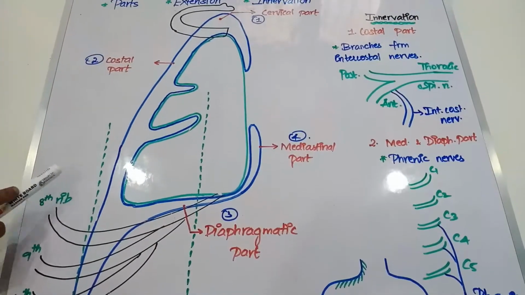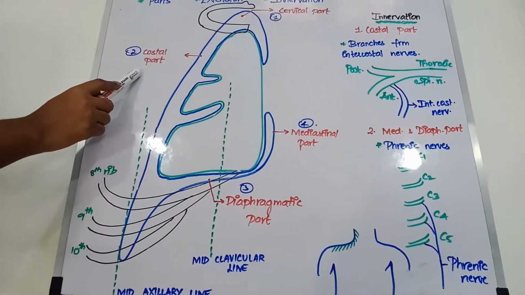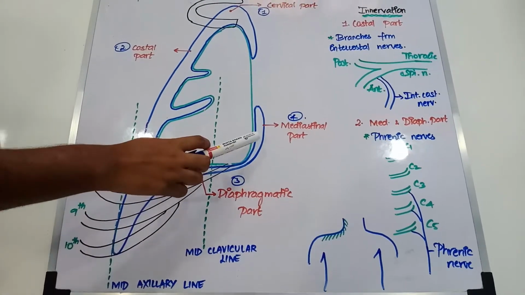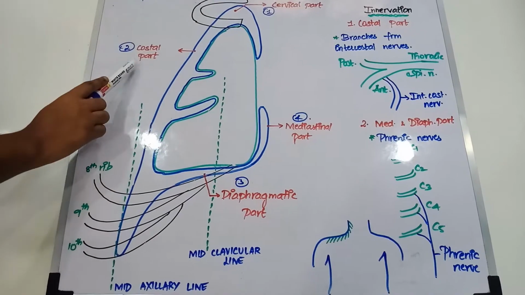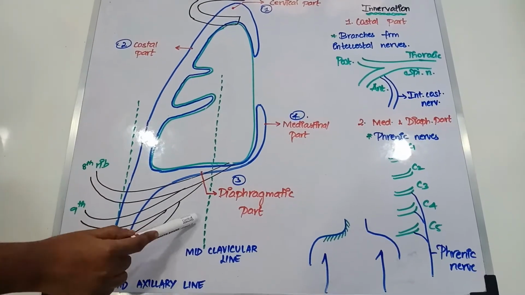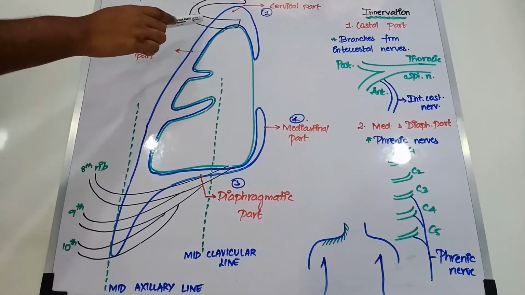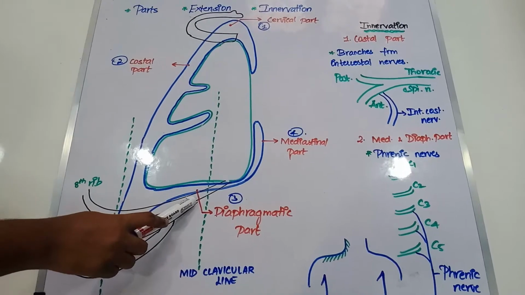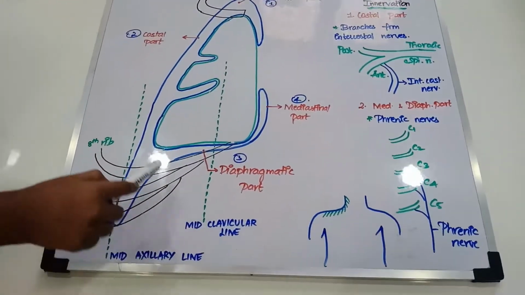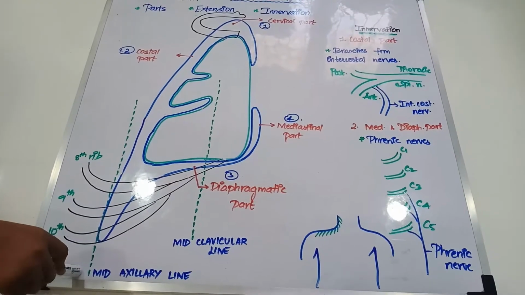So again we'll see quickly about it. Parts: the cervical part, costal part, diaphragmatic part, mediastinal part. It extends to the cervical region, so cervical part; ribs and intercostal spaces; diaphragm; and the mediastinum. Extension: it extends above the first rib superiorly and up to the 8th rib inferiorly along the mid-clavicular line, and the 10th rib along the mid-axillary line inferiorly.